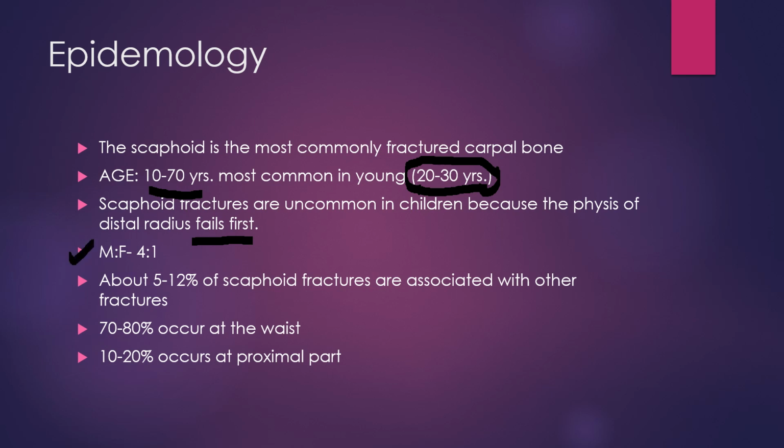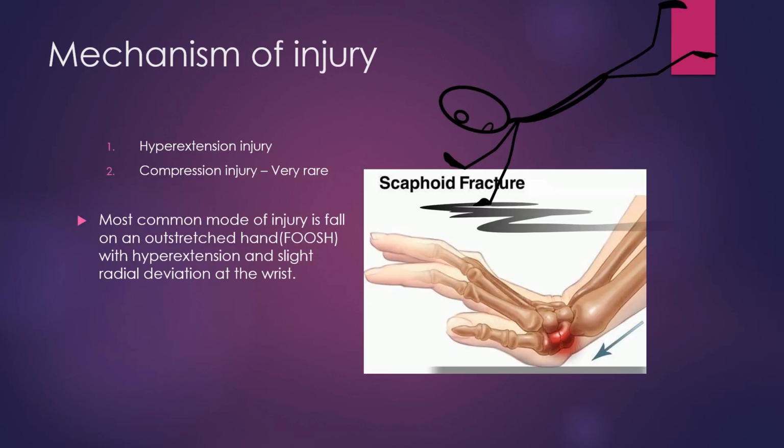It is more common in males, and about 5 to 12% of scaphoid fractures are associated with other fractures. 70 to 80% occurs at the waist of the scaphoid. This is the rule of 70. And the remaining 10 to 20% can occur at the proximal part.